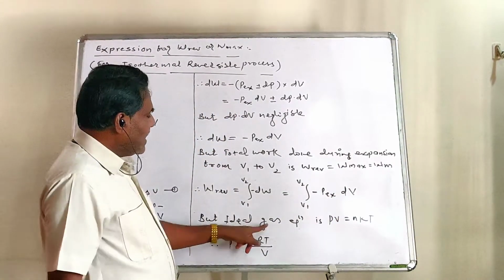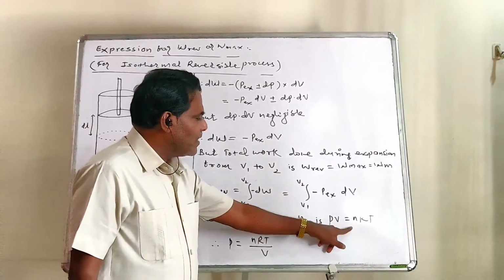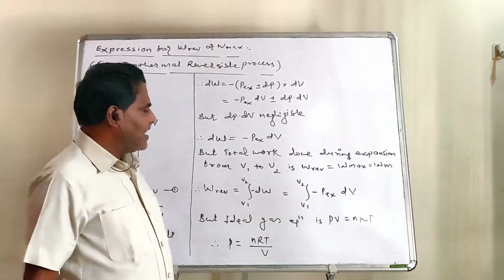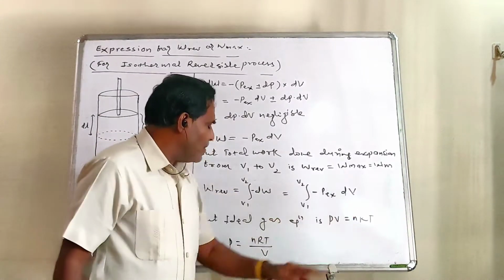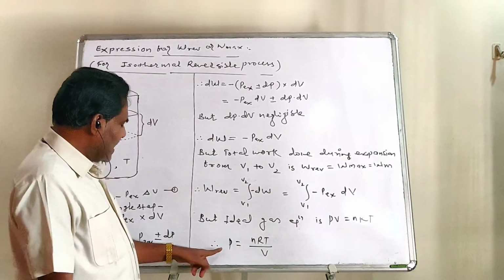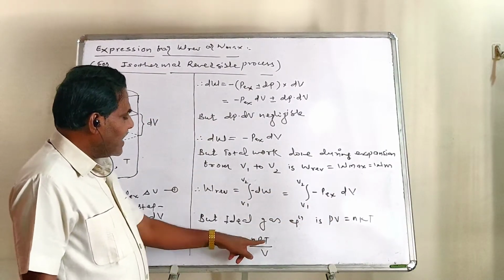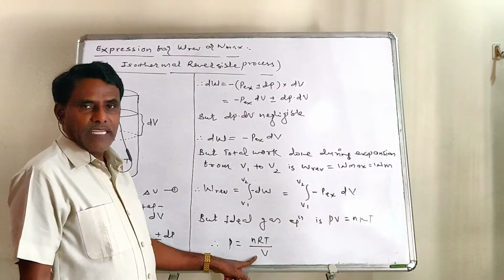But we have the ideal gas equation, PV equals nRT. What is the ideal gas equation? PV equals nRT, you know this. And that's why P is equal to nRT by V. Okay?